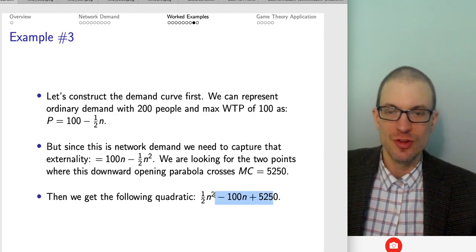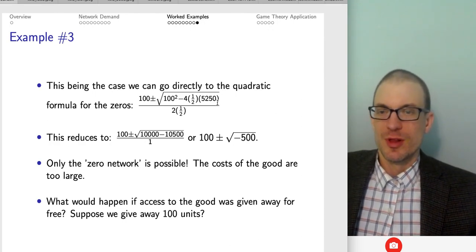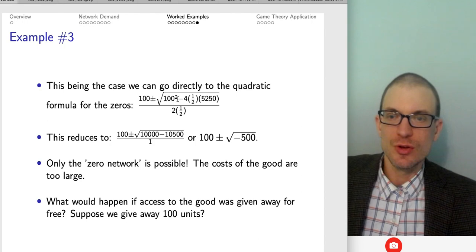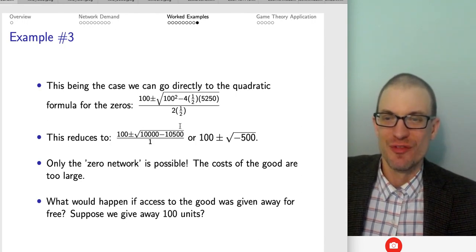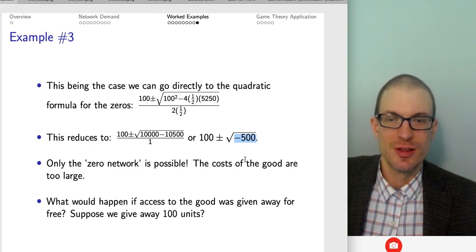Now we've got to factor this polynomial. We'll go to our quadratic formula so I can show what's happening here. If we solve out, we've got 10,000 minus 10,500, and that gives me minus 500. Well, that's not going to happen. There's going to be 0 solutions. So there are no zeros to this polynomial. Only the 0 network is possible.